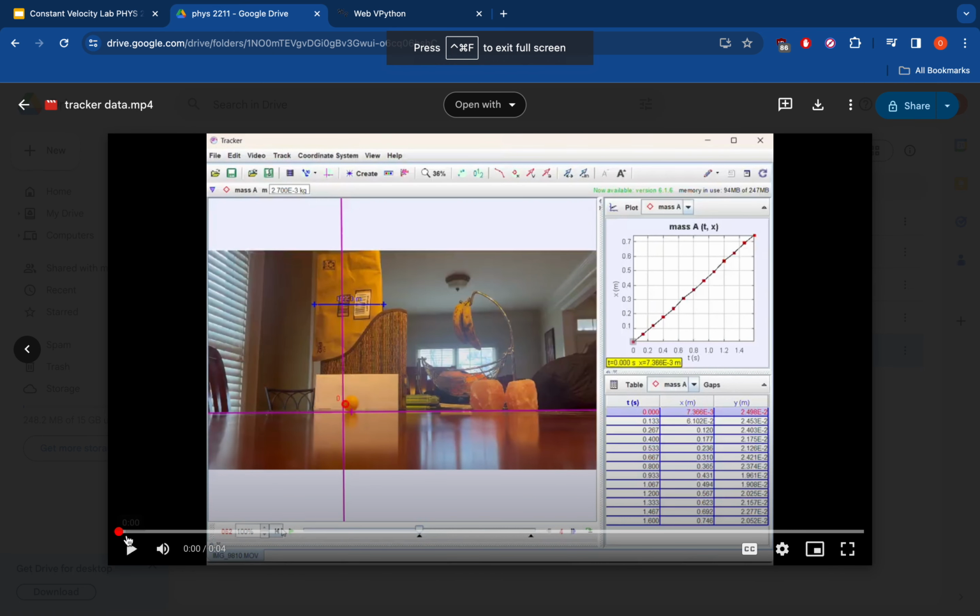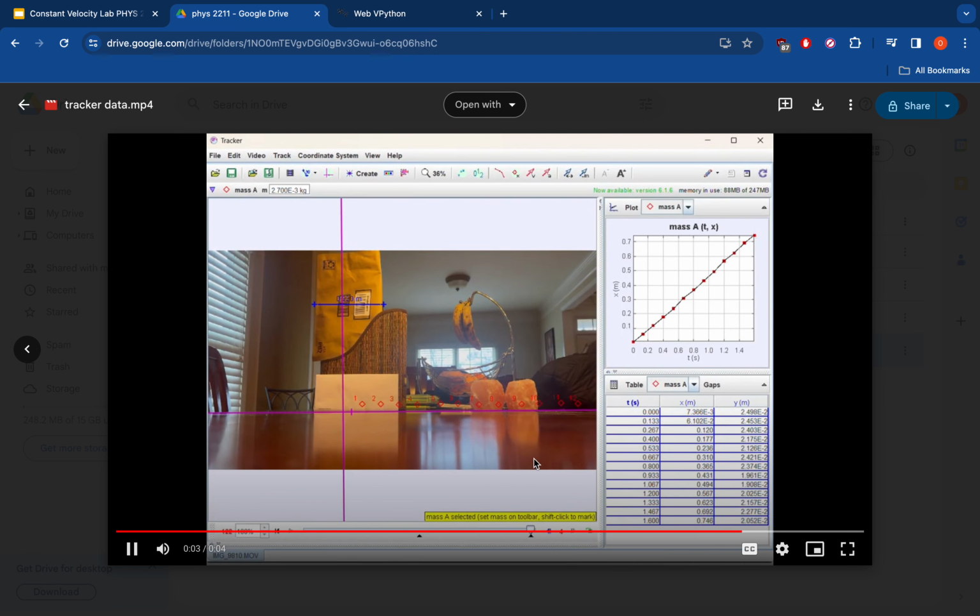And Tracker was helpful in order to determine the time and the position of where the ball was at. A total of 12 data points were used, and this experiment was calibrated using a package in the back that was 0.22 meters, and this was used in order to help find our constant velocity.